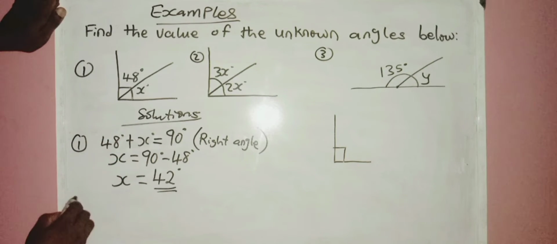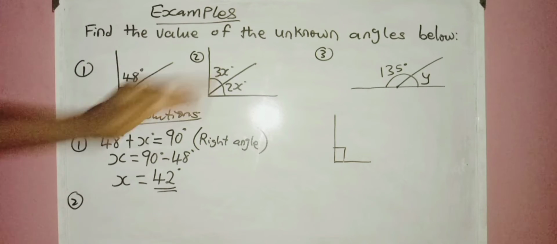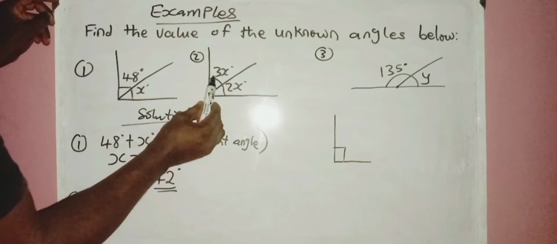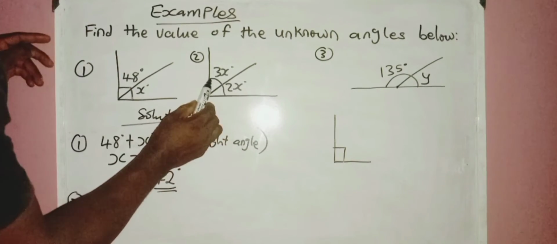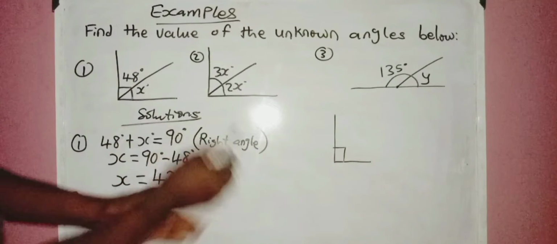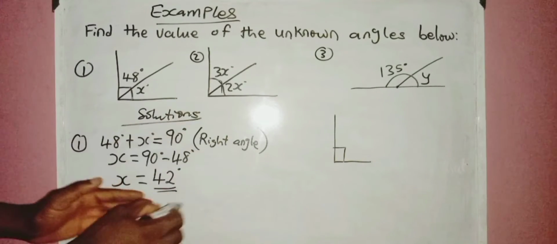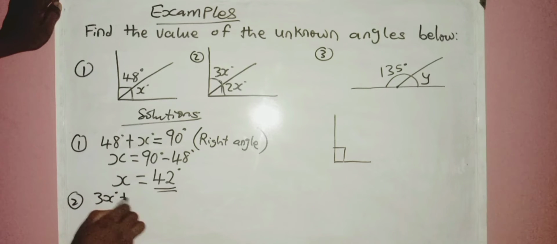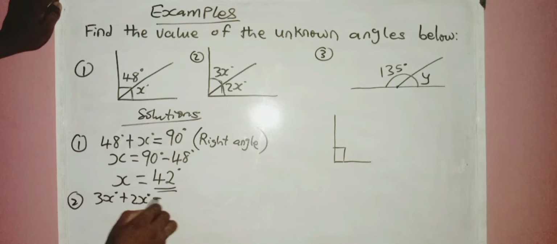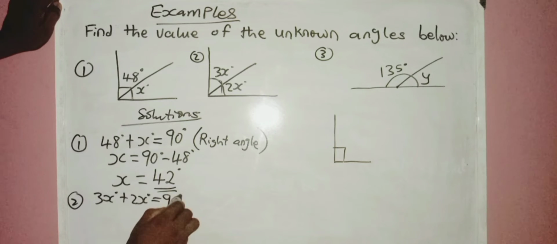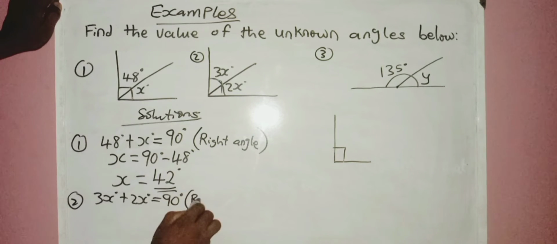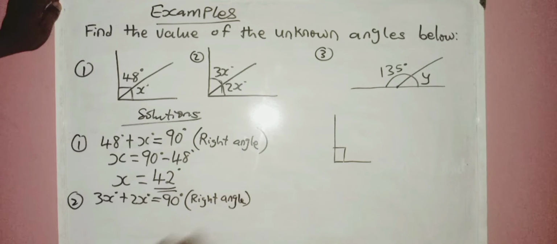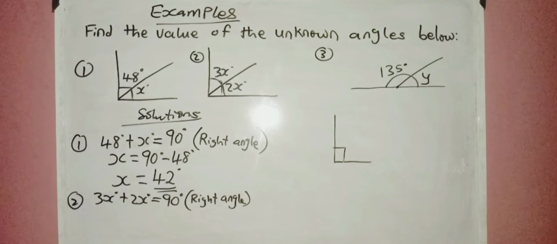Question number 2. Still a right angle. So that is to say we have to sum up everything that we have here and equate it to 90 degrees, because this is a 90 degree angle, a right angle. So to solve this, that would be 3x degrees plus 2x degrees is equal to 90 degrees. What is our reason? Because it is a right angle. That's why we say equal to 90 degrees. I hope this is clear.